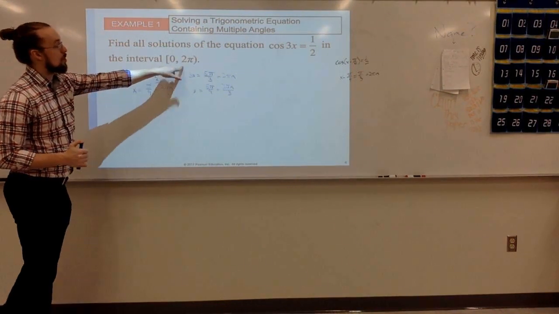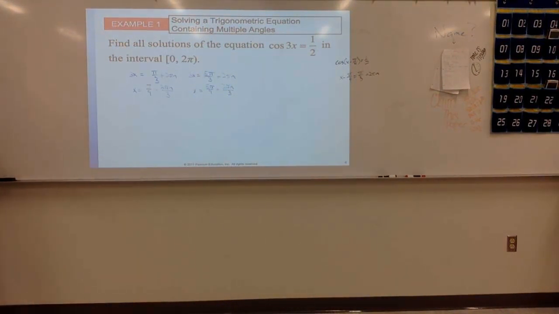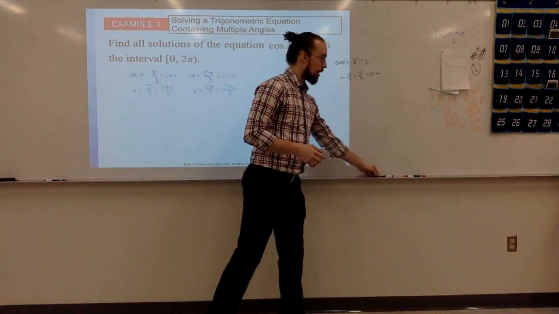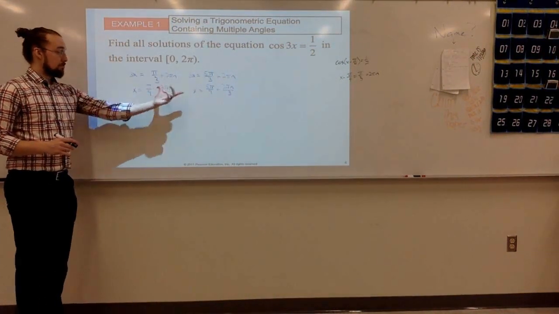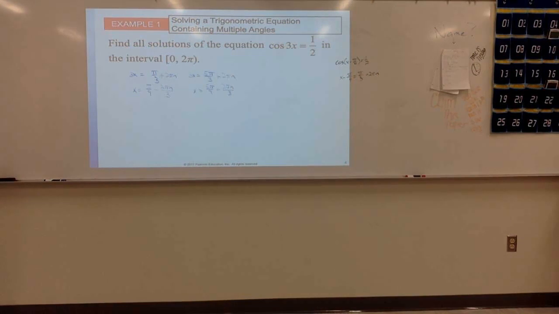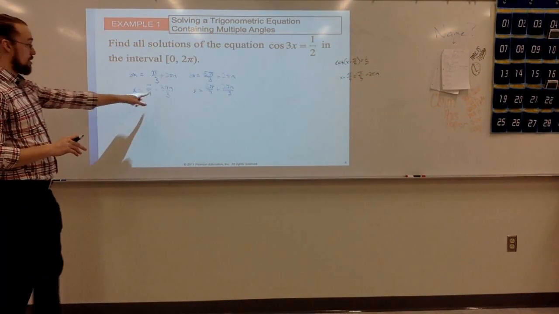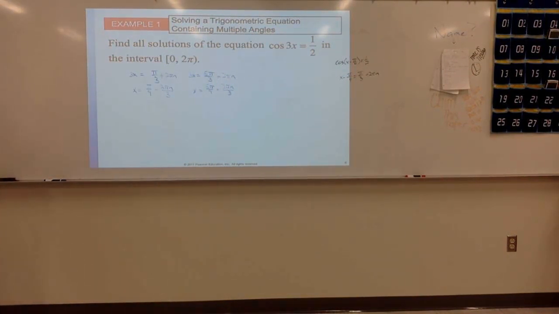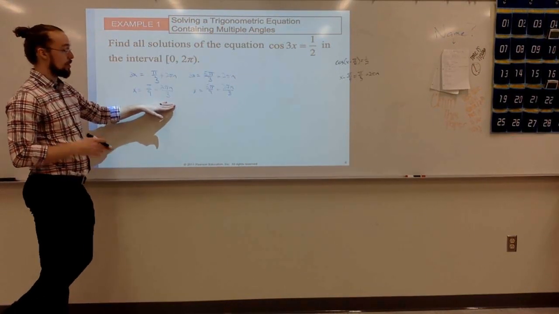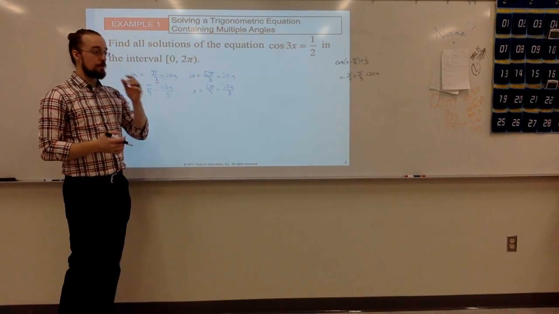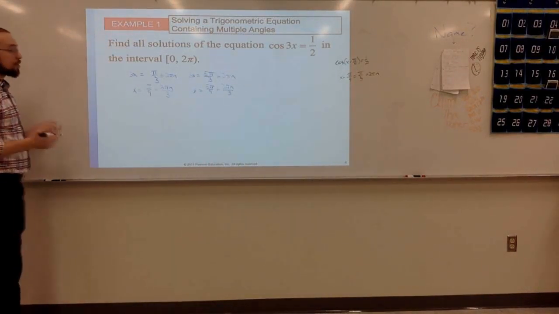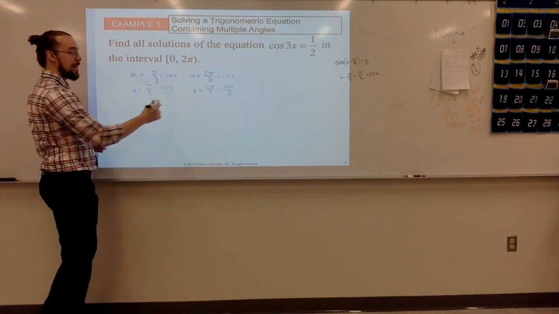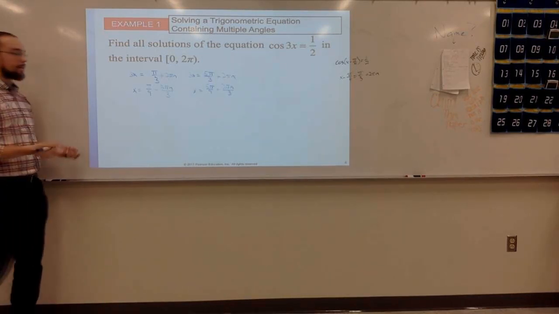But this one just wants all answers in the interval 0 to 2 pi. So, what we need to do in a situation like that is figure out how many of these are going to occur in between 0 and 2 pi. Since I'm not going every 2 pi, I'm just going every 2 pi over 3, there's going to be multiple times where this solution set is going to occur in between 0 and 2 pi. Same thing over here. So, if we start by plugging in, and remember, n is any integer, not just whole numbers. So n can be any integer.